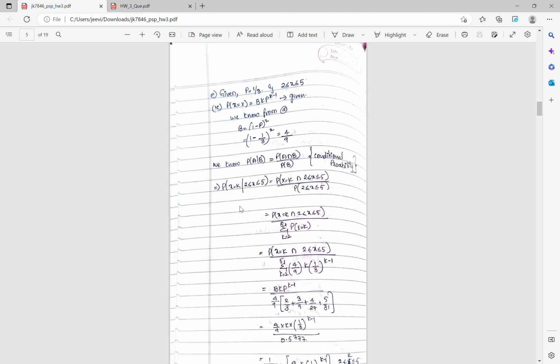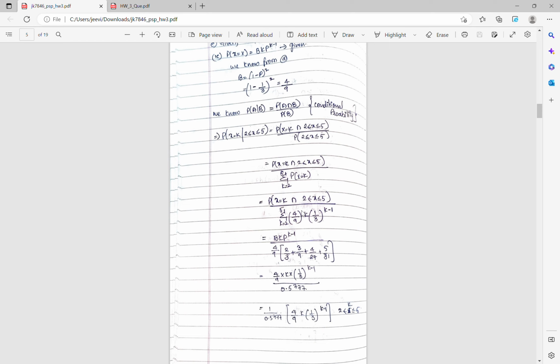we will get that (1 minus 1 by 3) whole square is equal to 4 by 9. Now, according to conditional probability, we know that probability of A given B is equal to P of A intersection B by P of B. Now, according to our question, we are supposed to calculate probability of X equal to k given 2 is less than or equal to X less than or equal to 5. Substituting this in terms of conditional probability, we will get this equation.